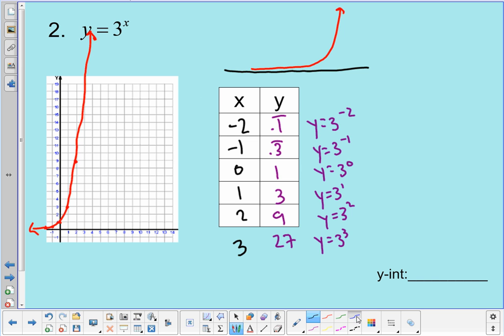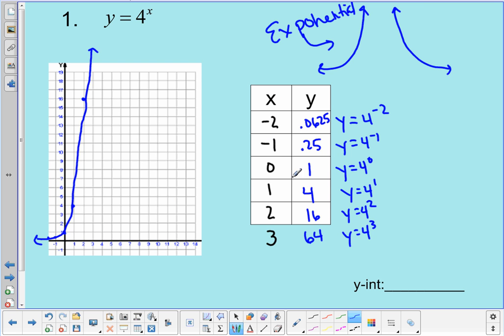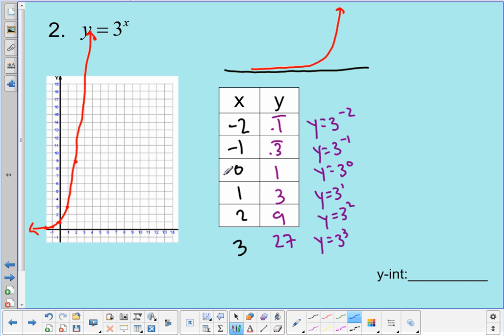One thing I forgot to talk about in the last question, sorry about that, the y-intercept. If we go back to number 1 and take a look at the y-intercept, your y-intercept is always where x equals 0. So it's right here, your y-intercept is 1. And again, in this question where x equals 0, your y-intercept is 1. So I know that that's where that graph is crossing the y-axis.